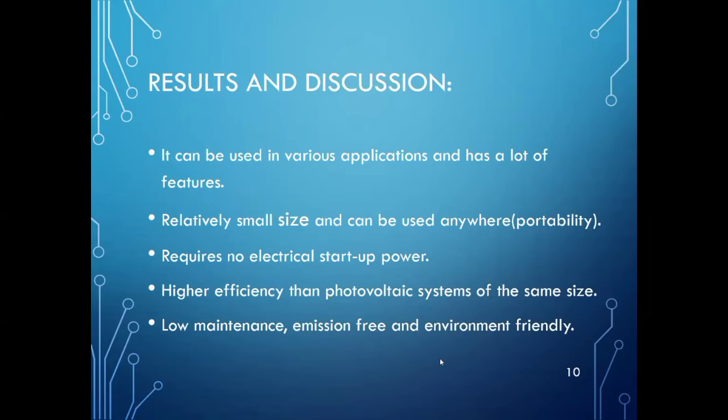Higher efficiency than a photovoltaic system of the same size. Photovoltaic system is PV system. PV system or solar power system is an electric power system designed to supply usable solar power by means of photovoltaics. Next, low maintenance, emissions free and environment friendly.